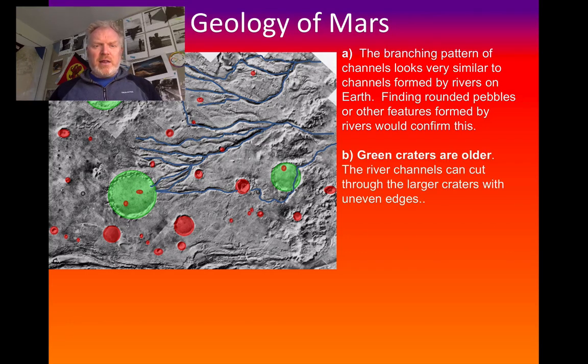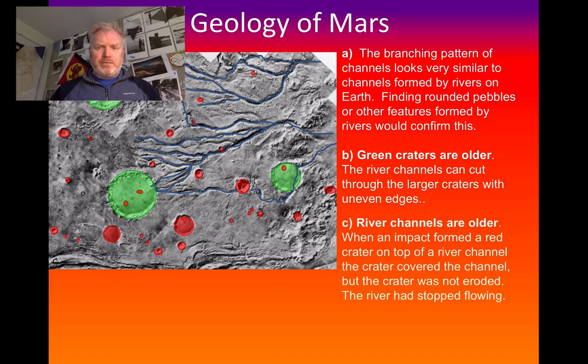If we compare the river channels with the green craters, we can see that green craters must be older. The river channels actually cut through them. You can see that particularly in the green crater on the right-hand side there. So the crater had to be there first for the river channel to cut into it.